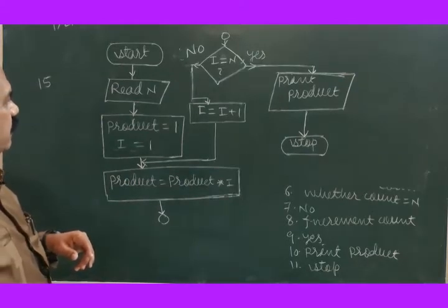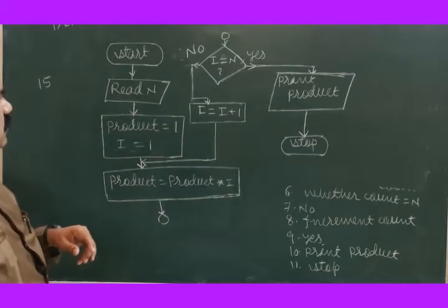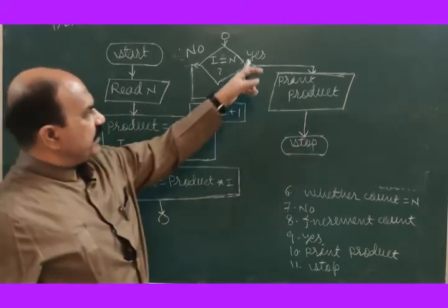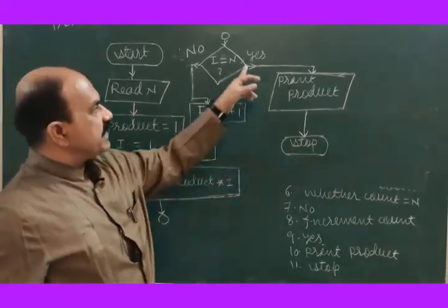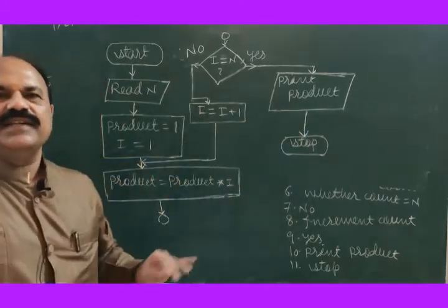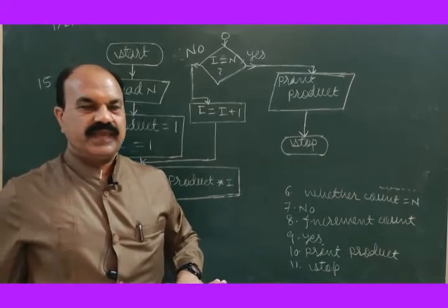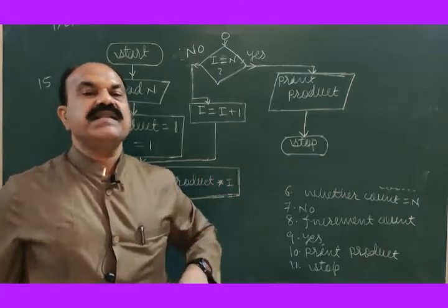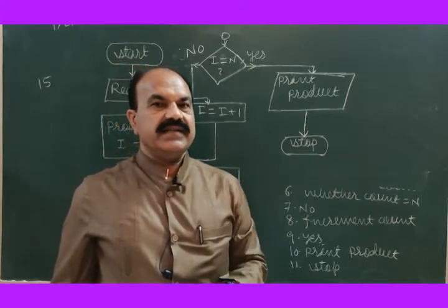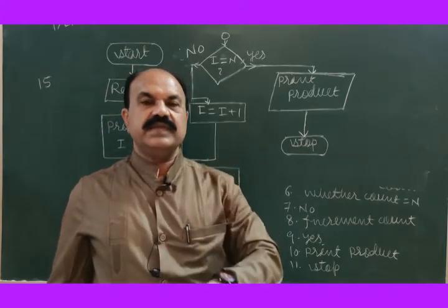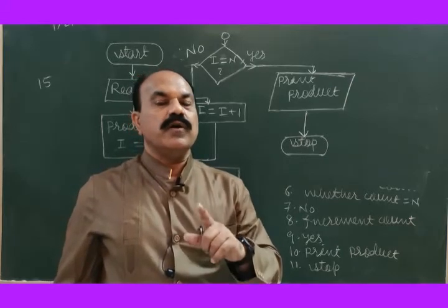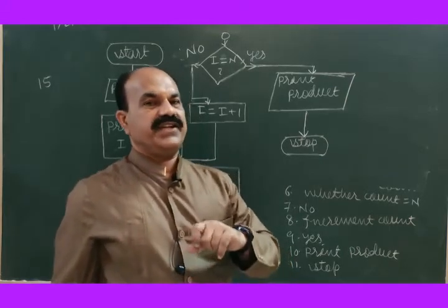If I is equal to n, yes, it is taken already here. Our task is completed. Print the product. Finally, stop it. So this is the simplest idea of writing the algorithm and flowchart for product of a finite series.